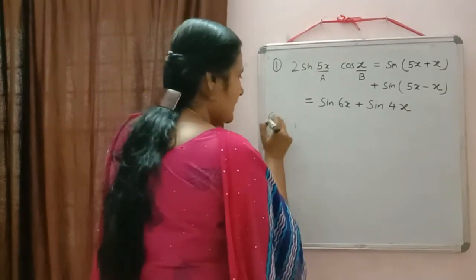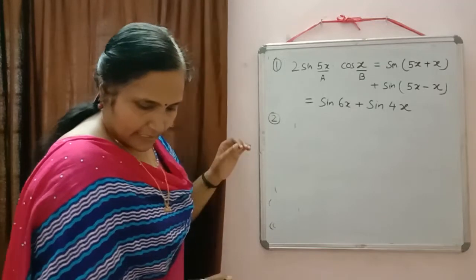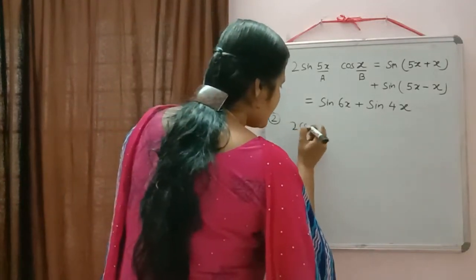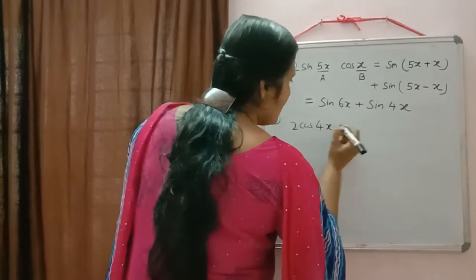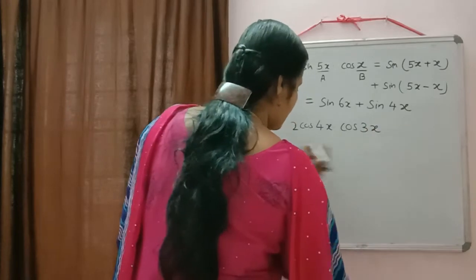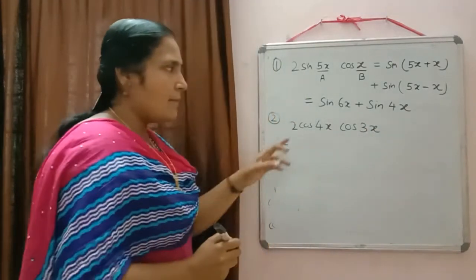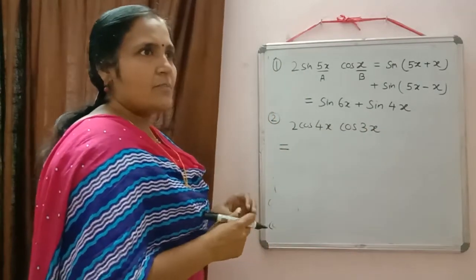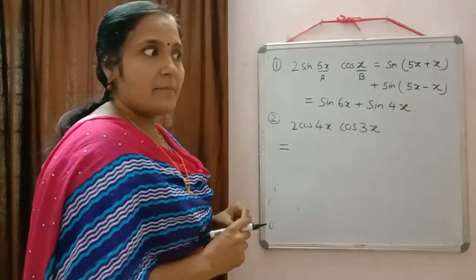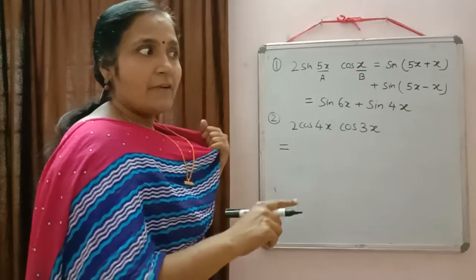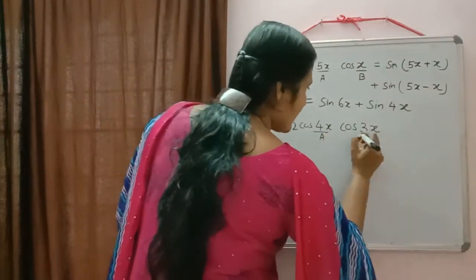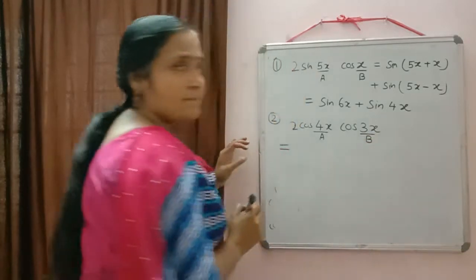Now we will do the second question. Write down the second question: 2 cos 4x into cos 3x. So in this formula both are cos only, and it comes in terms of cos when it is in the form of addition. Correct? In place of A what we have? 4x, and in place of B we have 3x.